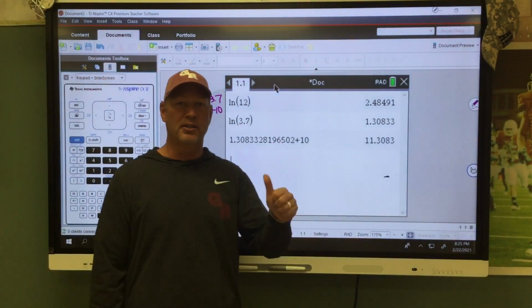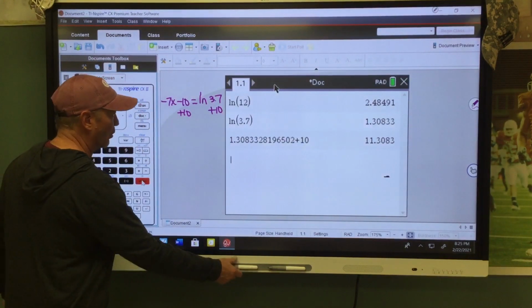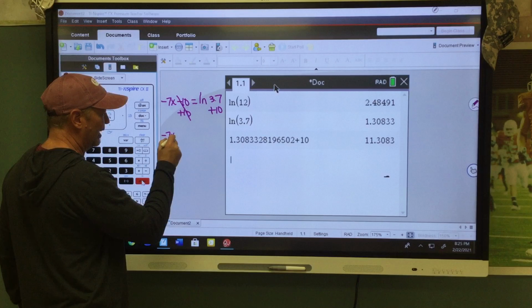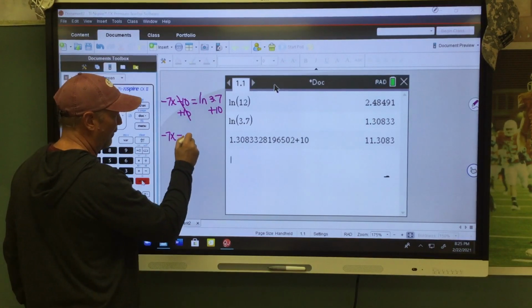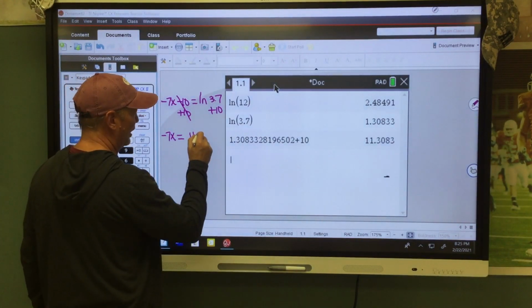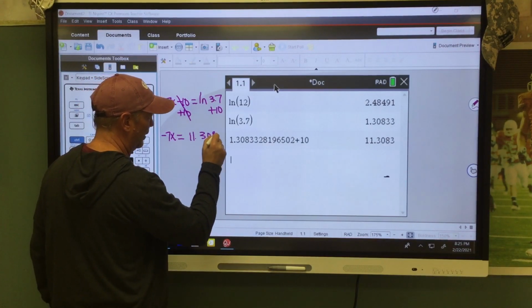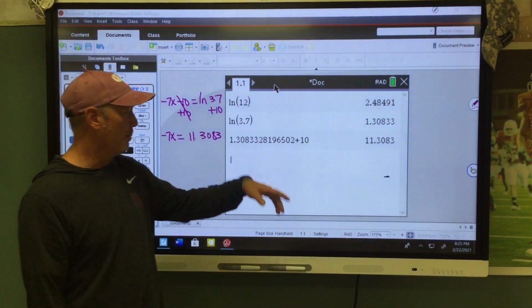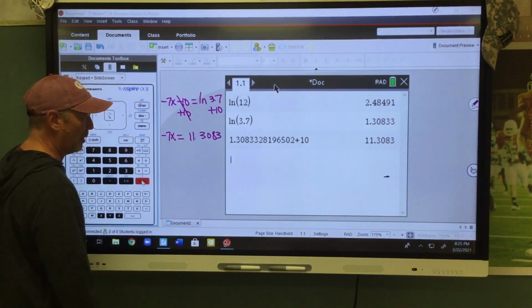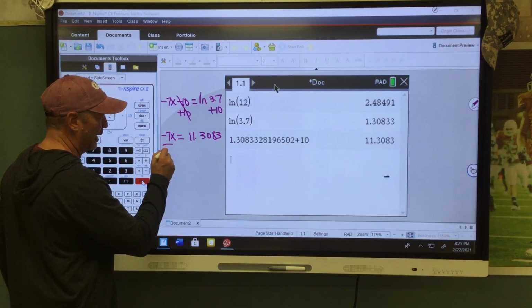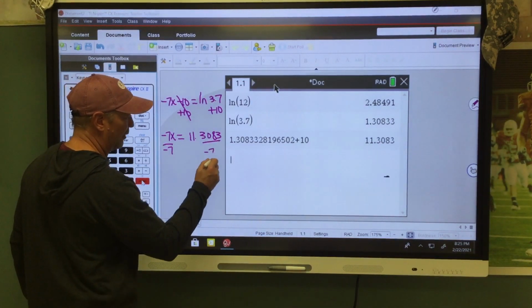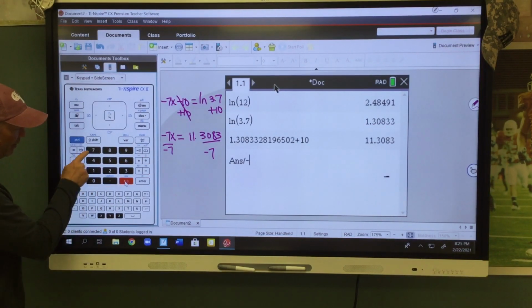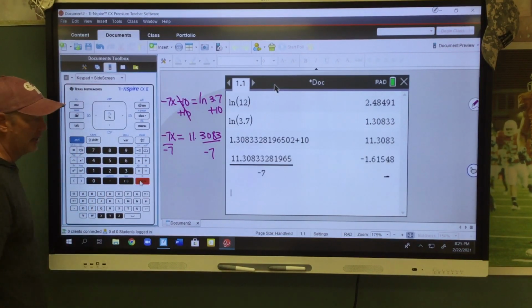We're still not going to round until the very end, because this canceled, and this leaves me with negative 7x equals 11.3083. But we're still not rounding. We're just going with that number. So what are we going to do now? We're going to divide by negative 7. Divided by negative 7, and we're going to hit enter.